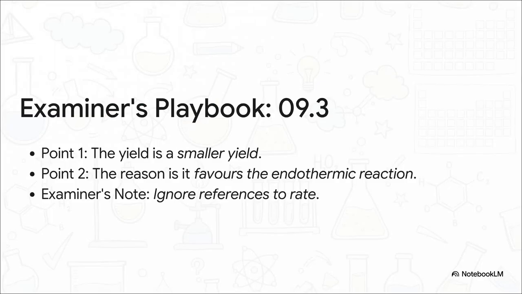Let's peek into the examiner's playbook here. To get both marks, you need 2 things. For point 1, you get a mark for just stating you get a smaller yield. For point 2, you get the second mark for explaining why, because the equilibrium shifts to favor the endothermic reaction. And check out that note at the bottom. The examiner will completely ignore anything you write about the rate of reaction, so stay focused on yield.